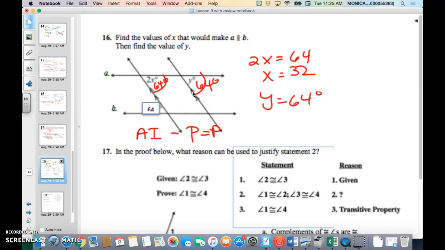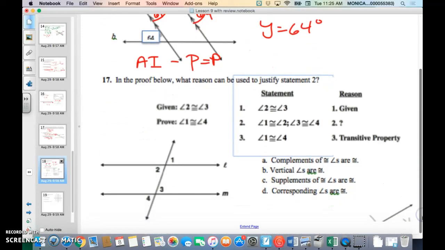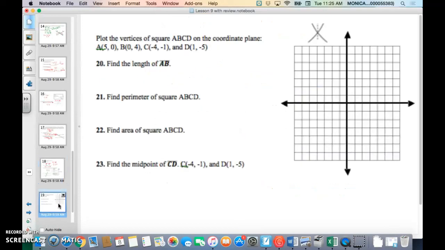All right, and now in the proof, all we have to do is look at the relationship. So this is a proof, but we just want to know, if we know that 2 equals 3 because of alternate interior angles, why does 1 equal 4? Well, 1 is equal to 2, and 3 is equal to 4 because they're vertical angles. So it would be the vertical angles theorem that says that.